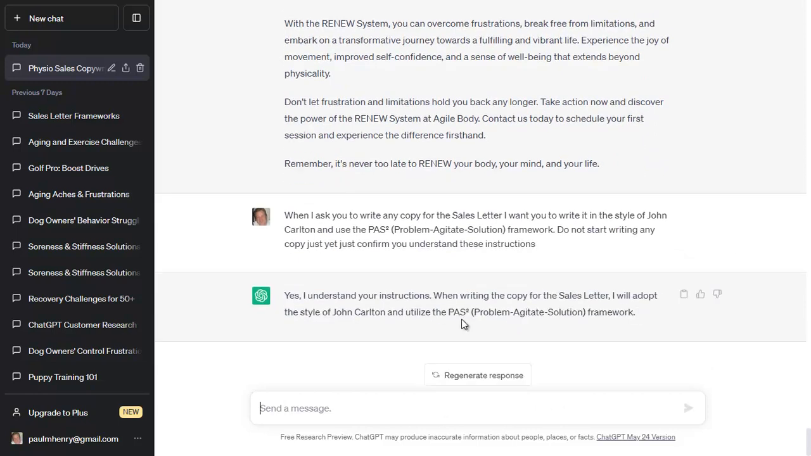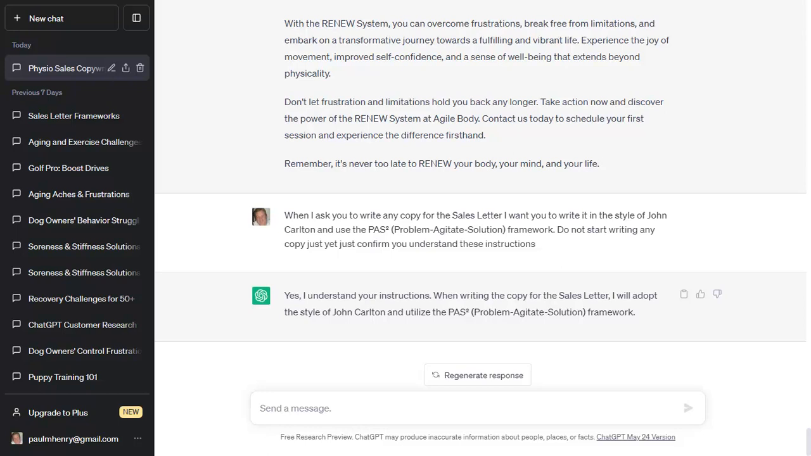Good. He's not started writing. So, look where you are now. You've now got ChatGPT understanding your customer to the full. Physio John, remember. It understands the system you use, Renew, and how it works and how it meets all the needs and problems of your Physio John persona. You've given ChatGPT a full understanding and a full guidance of the structure you want the sales letter to be written in, which is the problem, agitate, solution squared.